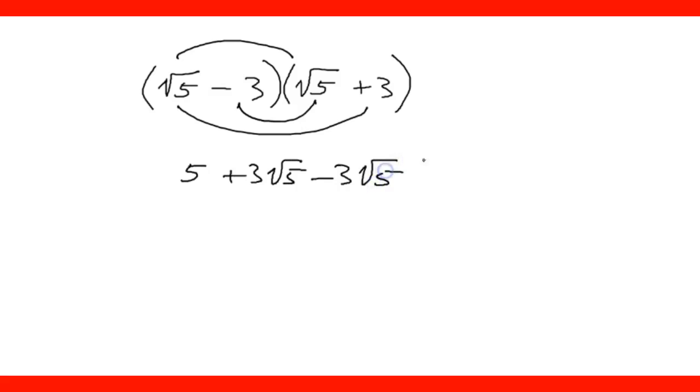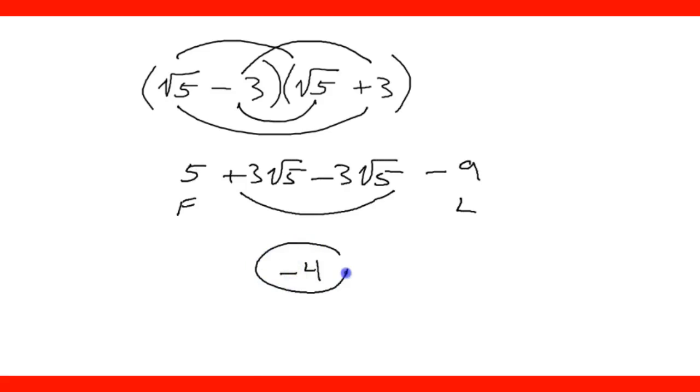So they cancel each other out just as we would expect. And then I get minus 9. So this is my F, and this is my L. These two are going to cancel out. But notice what happens when I combine 5 minus 9, I get negative 4 as my answer.